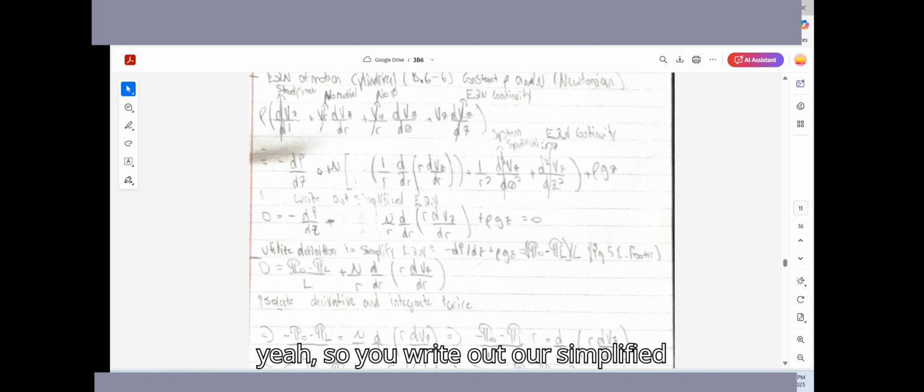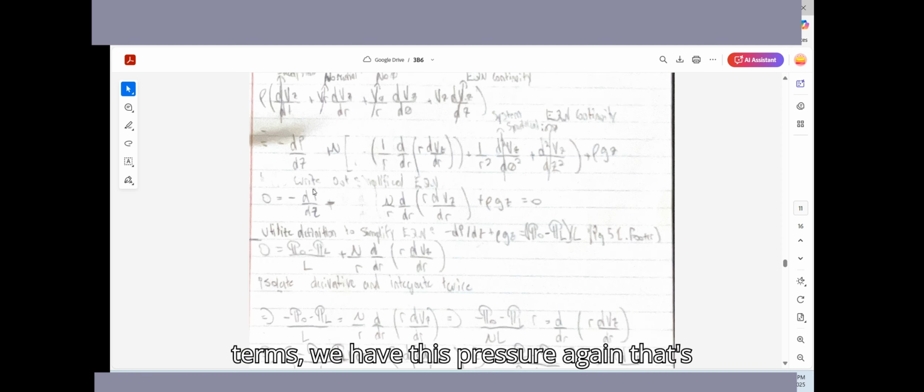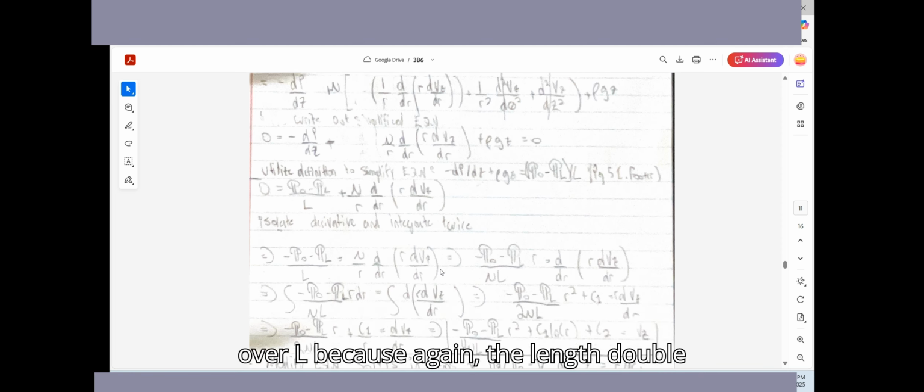So you write out our simplified terms. We have this pressure again, that's going to be condensed there. Because this is negative, it's P0 minus PL over L, because again the total length, L minus 0, equals L. And then you get this. Yeah, this is a plus here.